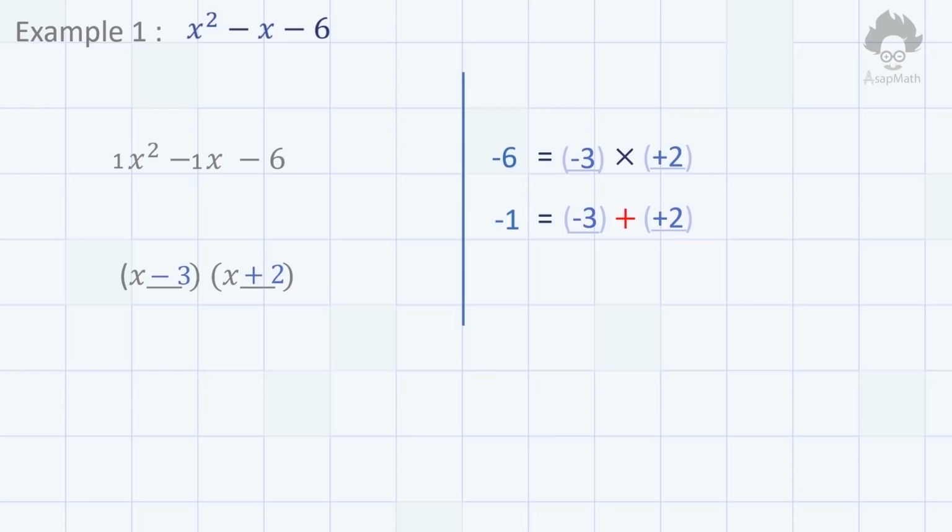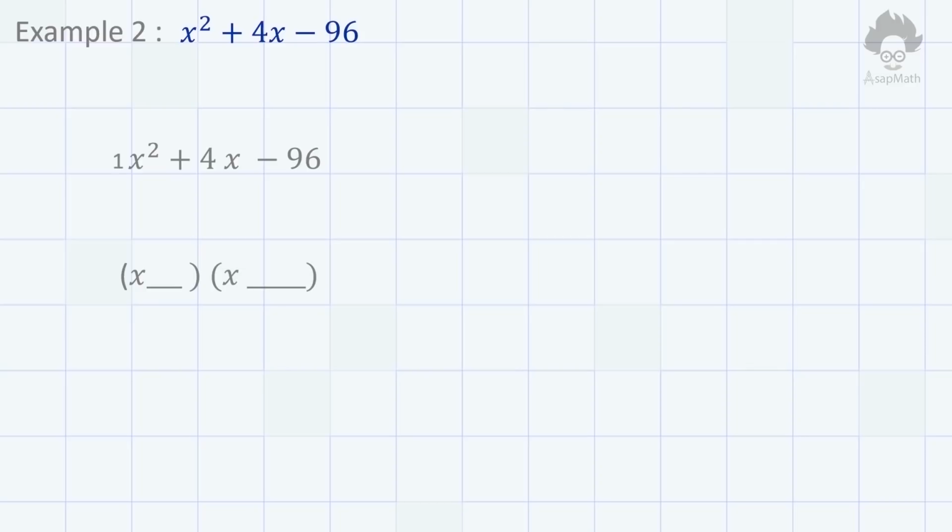To verify our answer is correct, we can expand these two expressions. It shows that our answer is correct. Let's consider another example. First, we should take the multiplication of the coefficient of x squared and the constant term. Here it is minus 96. Then we should take the coefficient of the x term. It is plus 4. Now we have to find two factors of minus 96 such that the addition of the two factors is equal to plus 4.